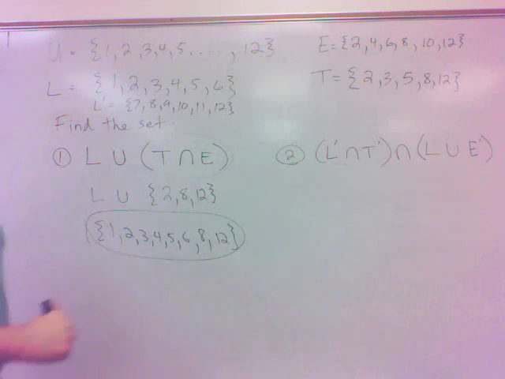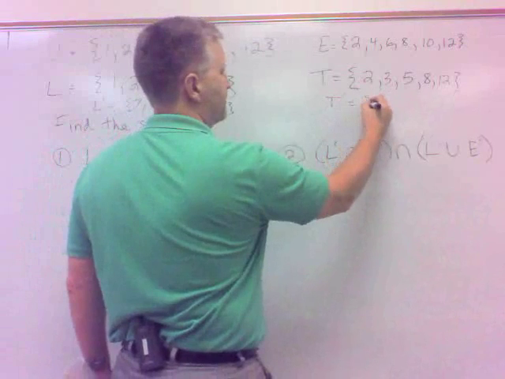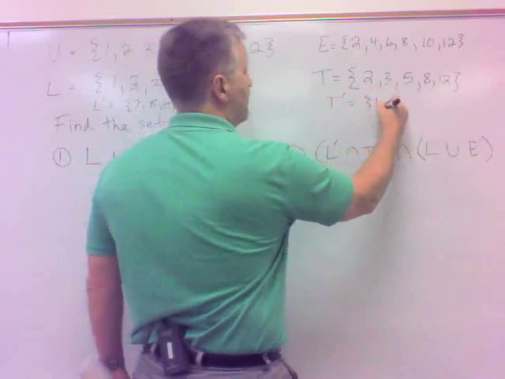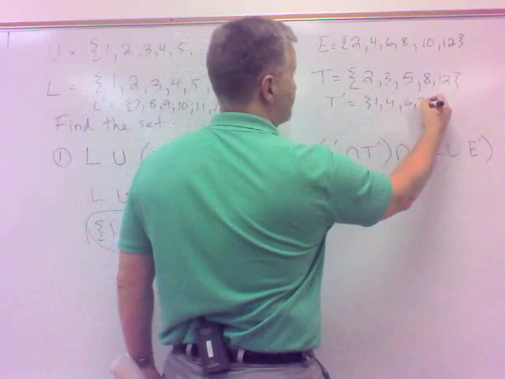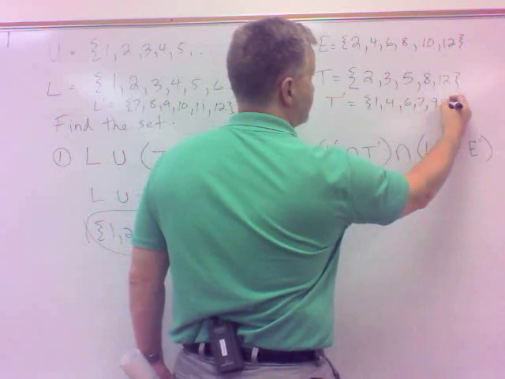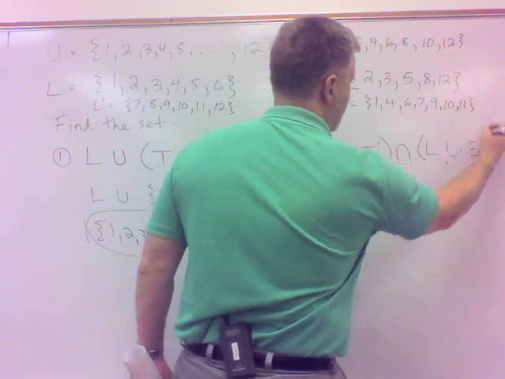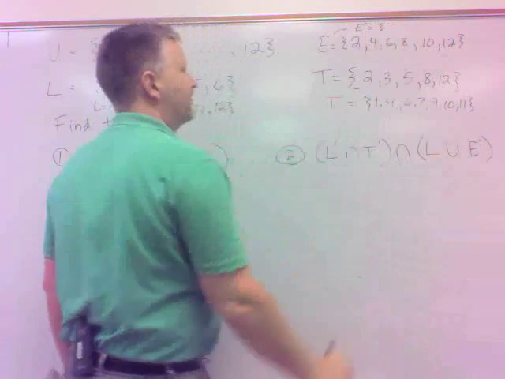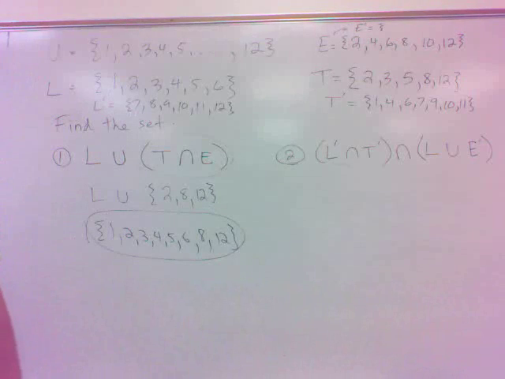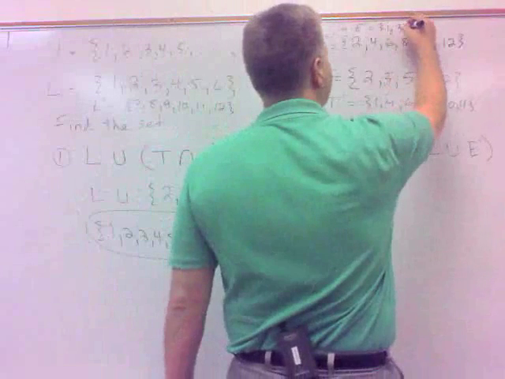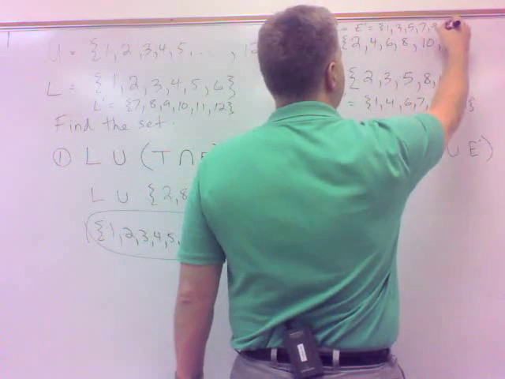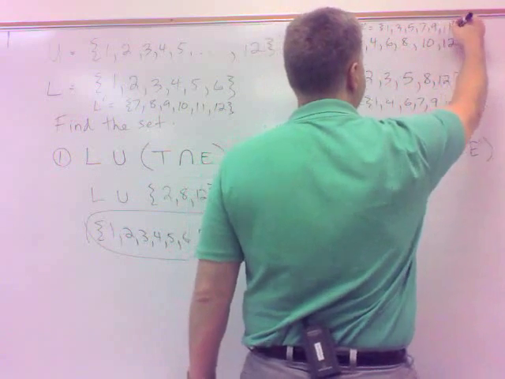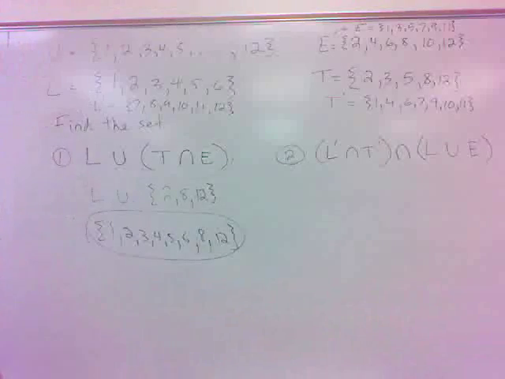I've also got T complement, so I want to put T complement here. T complement would be what's not in T. So that would be 1, 4, 6, 7, 9, 10, and 11. And then I've also got E complement, so let's go ahead and do E complement right here. Well, E's the even ones, so what's E complement? Be the odd ones. 1, 3, 5, 7, 9, and 11. That just gives it to me where I can visually look at it. Okay? All right, so let's go to our sets.